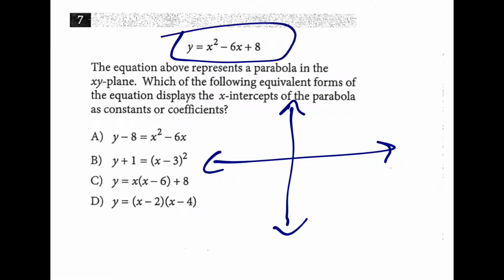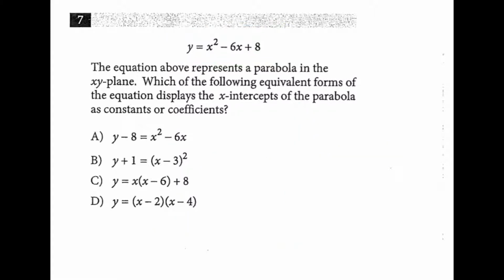For number 7, we could have solved this graphically or by factoring. So since this is a calculator-friendly portion of the test, if you put this equation here into y equals, and you press graph, you will see a parabola pop up that looks kind of like this. And it crosses the x-axis when x is 2 and when x is 4, which corresponds here with the 2 and the 4 in choice D.